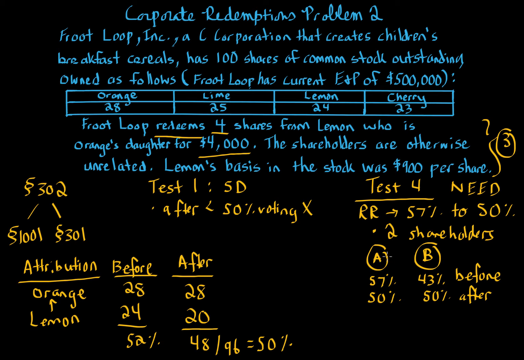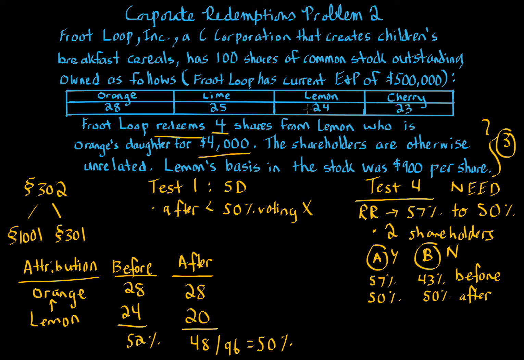If A votes yes, B votes no. Before this redemption, A wins, and guess what? We're closing down the brick and mortar stores. But after the redemption, 50-50, guess what? Stalemate, so probably no result. So you're saying, okay, well, isn't that the same here? Because Orange and Lemon together, they own 52% before and after they own 50%, and they lose that ability to make that decision. The main difference, though, in this problem is that we don't have 2 shareholders.